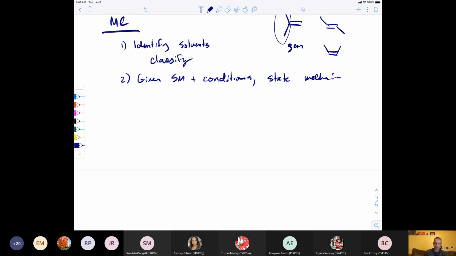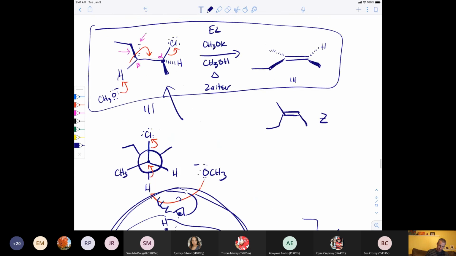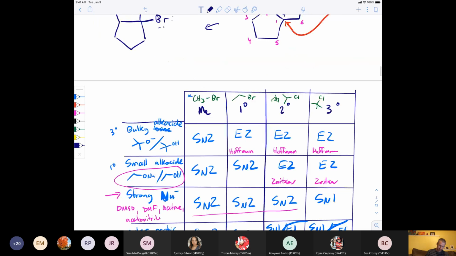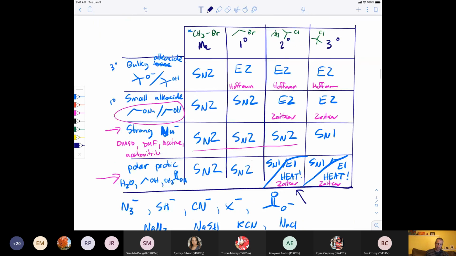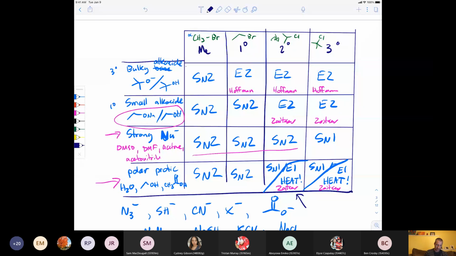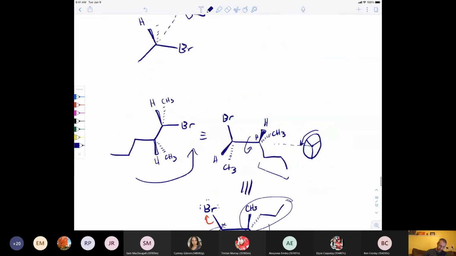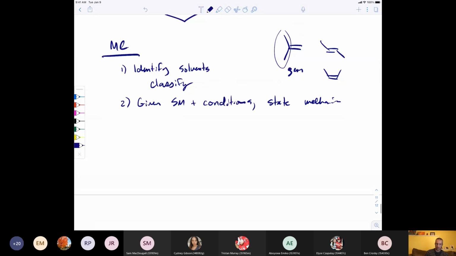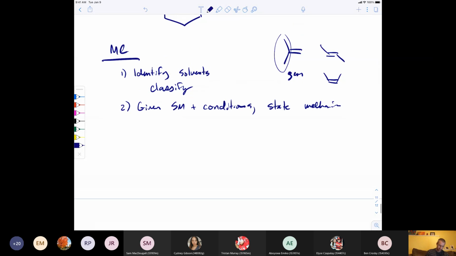When I say state mechanism, just E1, E2, SN1, SN2, that means looking at the conditions, looking at the structure of the alkyl halide or alcohol, then you would use the one that was up above. Pick out the right mechanism. If it's a primary alkyl halide, small alkoxide, SN2, sure. That's important to be able to do, because if you can't do that, you can't draw the right mechanisms, and everything starts from there.